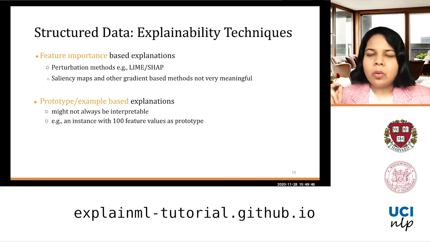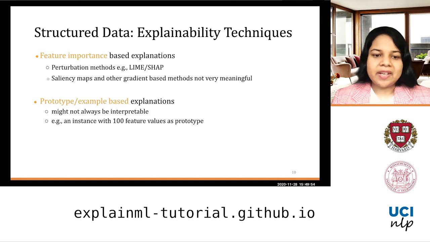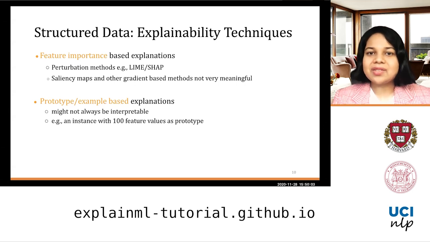A word of caution here though, prototypes or examples may not always be interpretable in the case of structured data. For example, consider a case where a prototype or an example that you're providing as an explanation comprises 100 feature values, right? In that case, the explanation that you gave is clearly not interpretable.